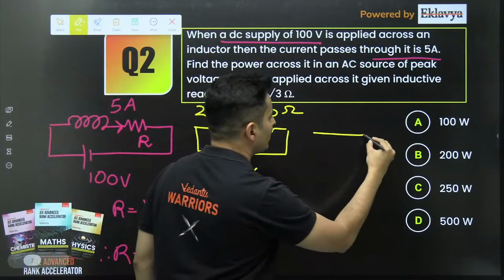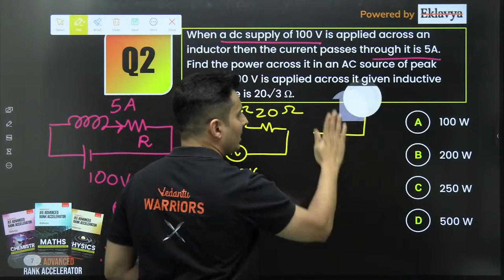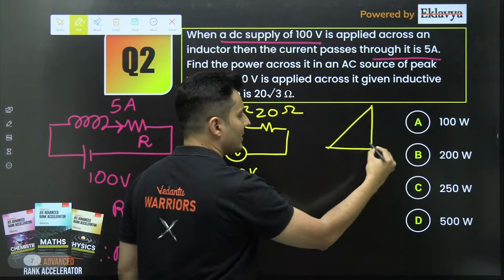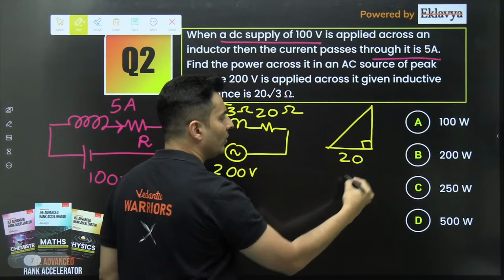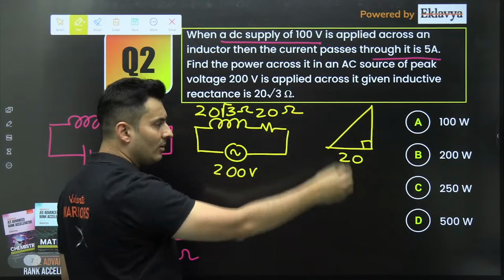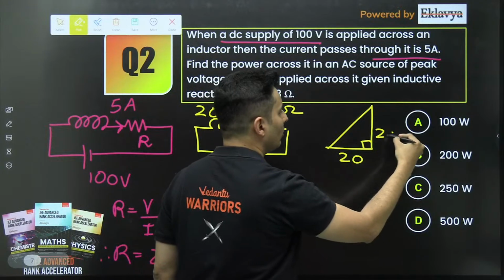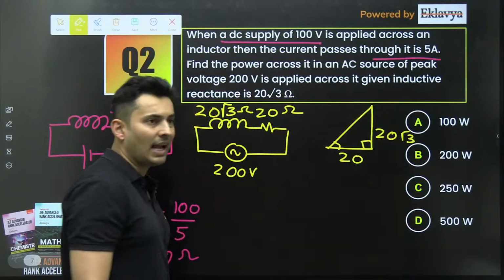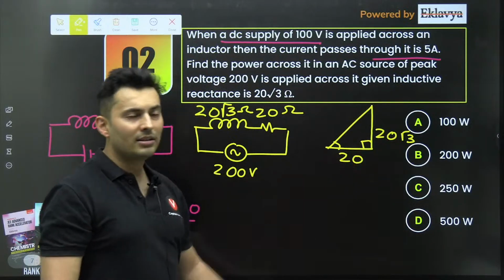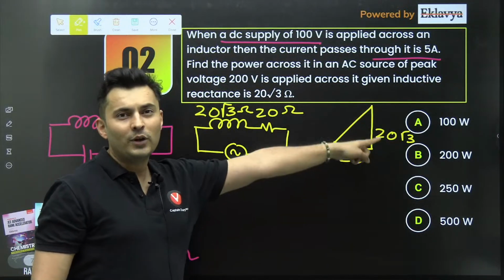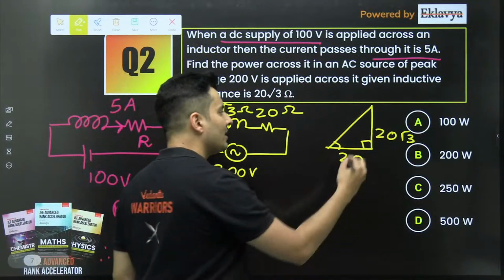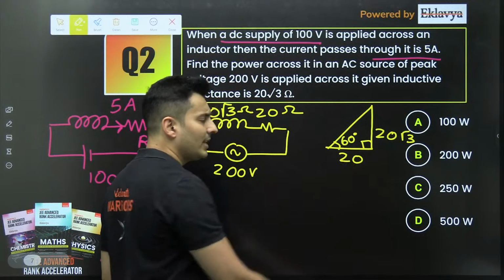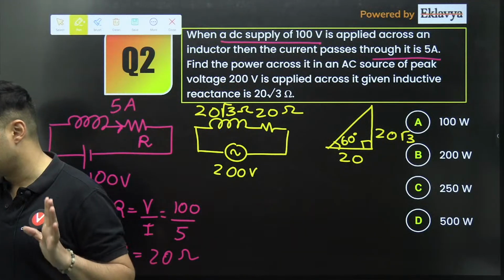So let me just quickly draw a power triangle to find the impedance of this. Resistance is always horizontal, so it will come over here. Reactance is always in the vertical direction, so you will put 20√3 over here. So guys, what must this angle be? This is 20√3, this is 20. Tan of which angle will give you √3? Obviously tan of 60 degrees will give you √3. So this is basically the phase difference between the voltage and the current, right?